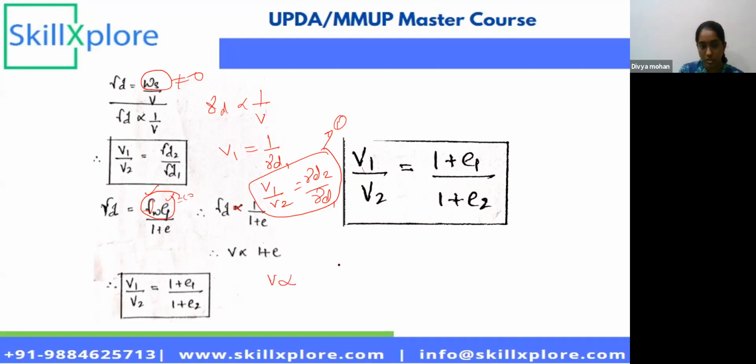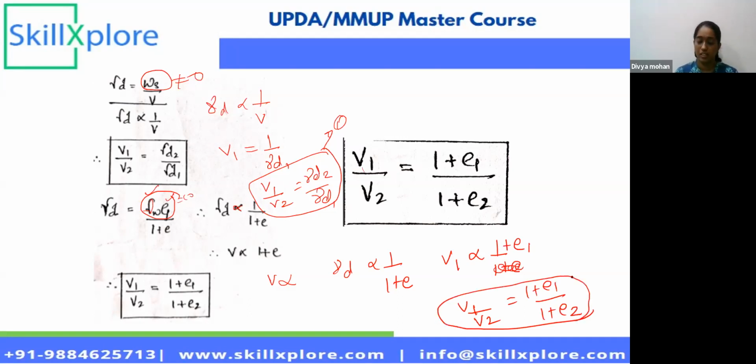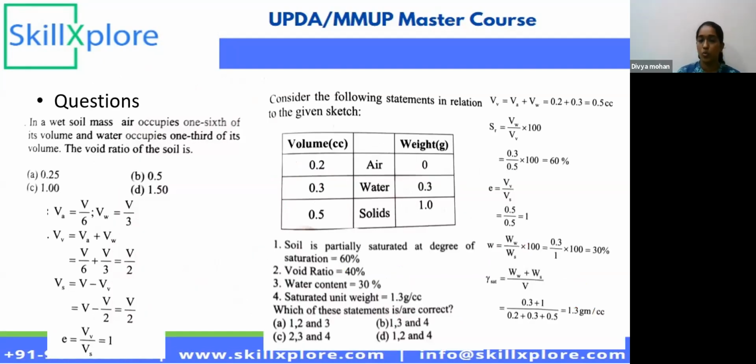So while relating this, gamma D is inversely proportional to 1 plus e, and taking this condition, V1 is directly proportional to 1 plus e1. So V1 by V2 is equal to (1 plus e1) by (1 plus e2). It's a very important relation we'll be dealing with. I've told you about the relation and everything, now we'll switch to the questions. I've compiled some 4 or 5 questions, and we'll deal with them in this session itself.